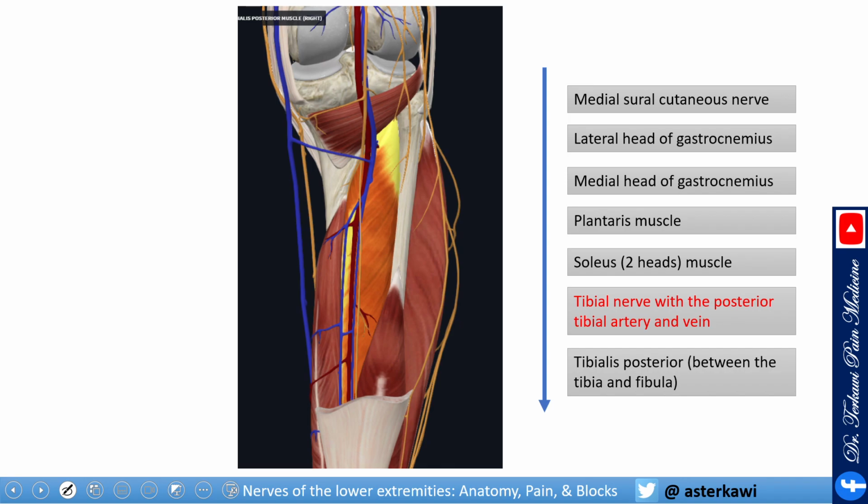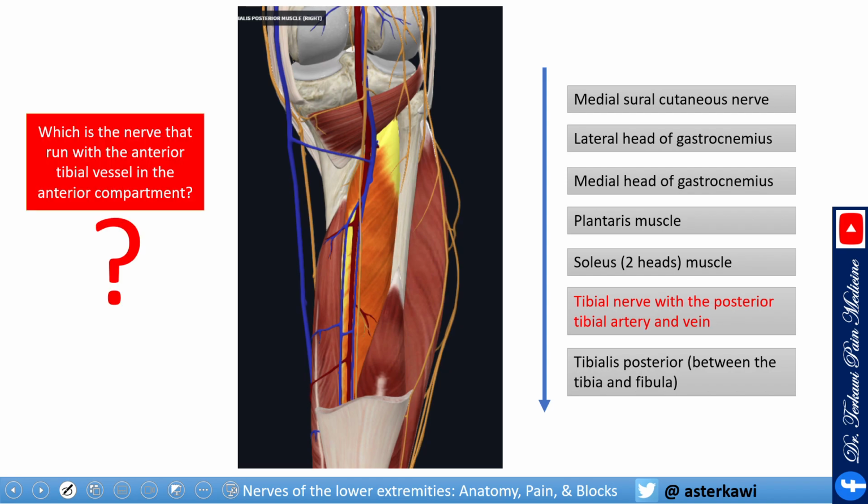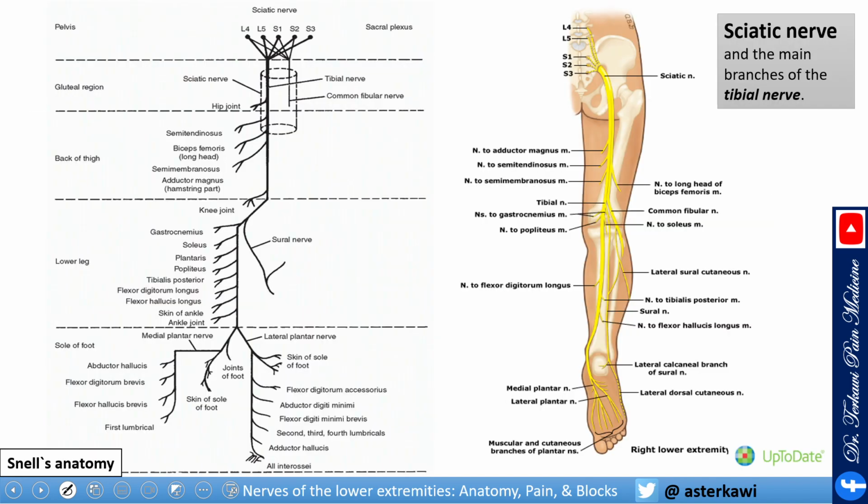So remember this orientation. And remember that the tibial nerve runs with the posterior tibial artery and vein all the way from just below the popliteal fossa to the tarsal tunnel. Would that remind you of which nerve runs with the anterior tibial vessel in the anterior compartment? The answer is in my previous video.